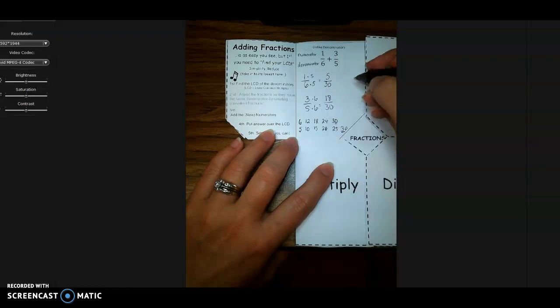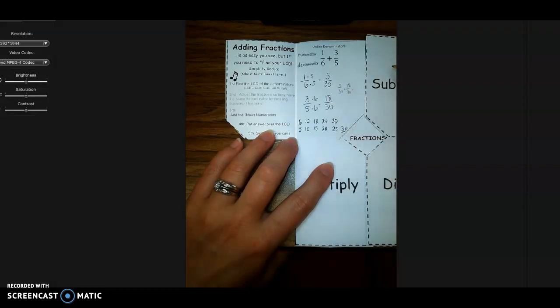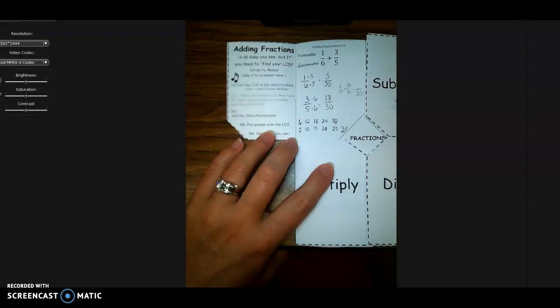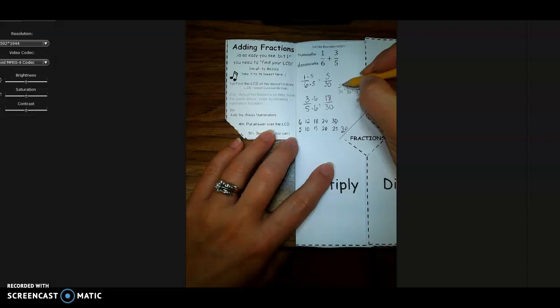You can leave them up and down or vertical like this. You can also then take them and go horizontal if you would like. So you could rewrite them as 5/30 plus 18/30. I did all that work to find that common denominator, so I keep it in my answer. I don't add it once I find it. That is the size of my pieces, and so I can't suddenly change the size of my pieces when I'm adding and subtracting. So 5 plus 18 is 23, so my answer is 23/30.